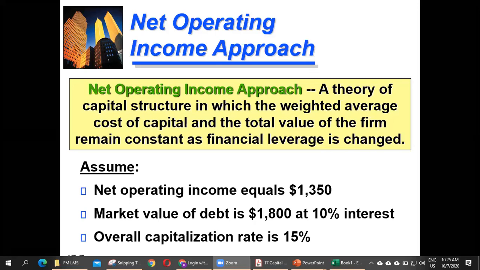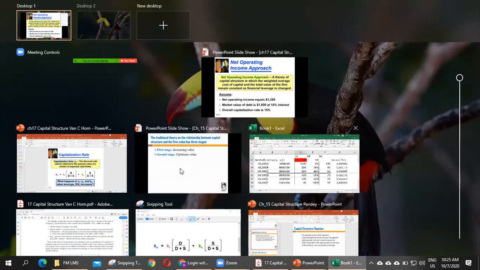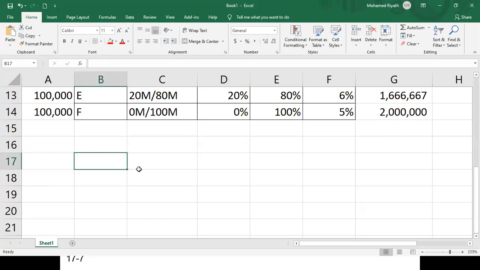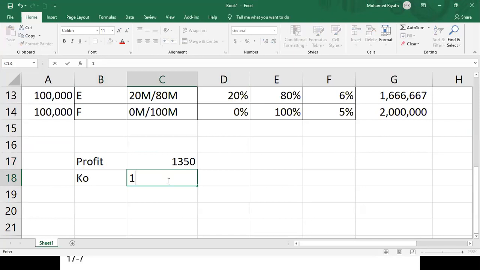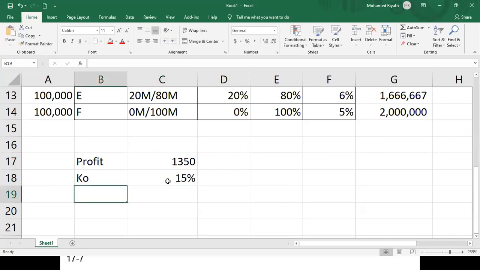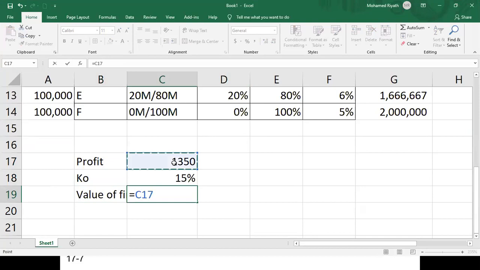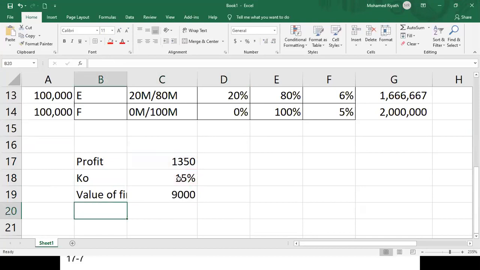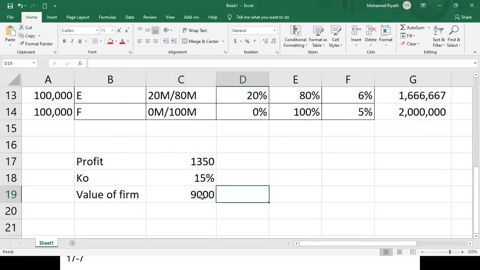9,000. How do you calculate? Value of the firm equals profit 1,350 divided by KO, 15%. So the value of the firm equals how much? 9,000 rupees, right?